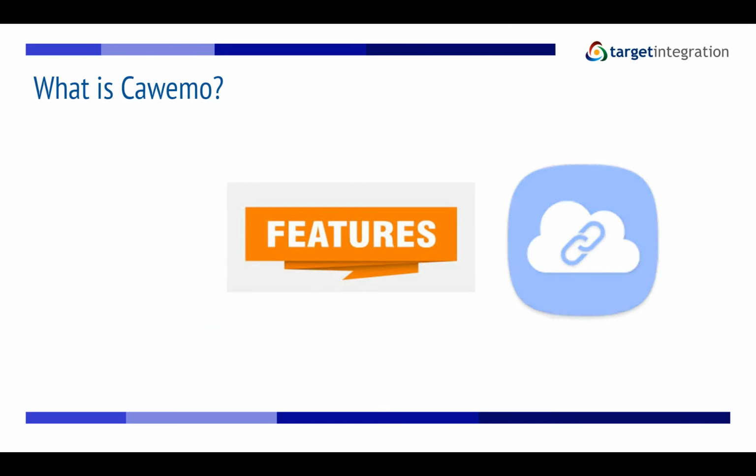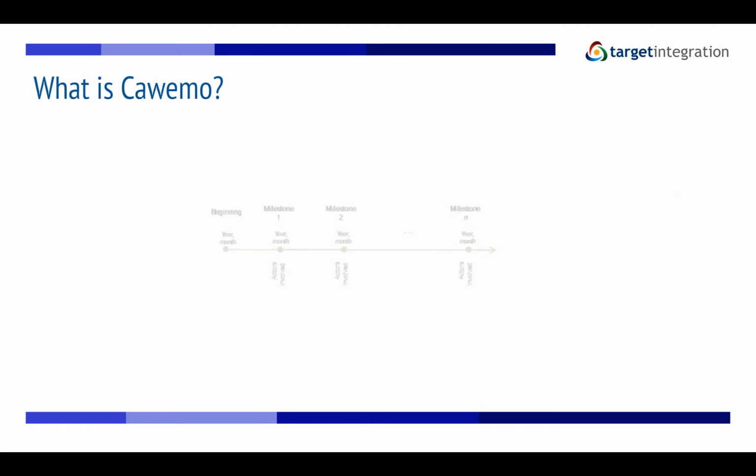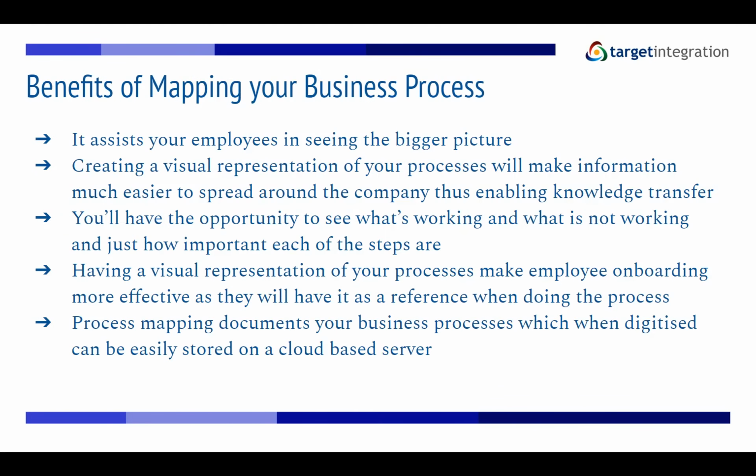And also, one of the other features is milestones. So you can know what you have done within the diagram, what has happened, what has been added, what has not been added, etc. So you can go back essentially. So I'm just going to go over the benefits of mapping your business process.